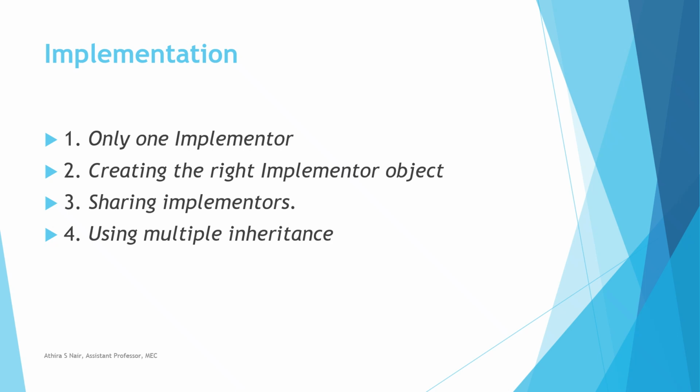And then the third one is sharing implementers. So we can share implementations among several objects. The body stores a reference count that the handle class increments and decrements. Then, using multiple inheritance in C++, we can combine an interface with its implementation.